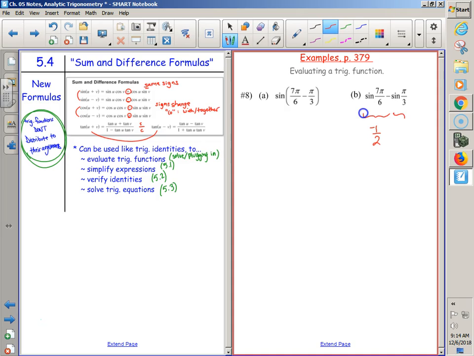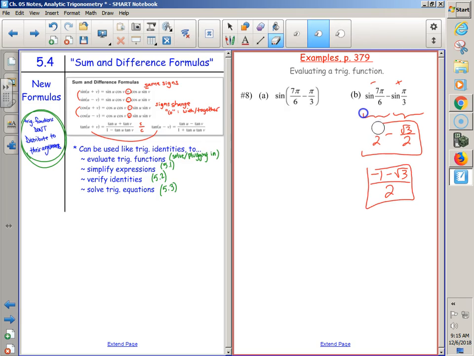How about sine of pi over 3? 1, 2, 3, square root of 3 over 2. And why am I making it a positive? First quadrant. So I need a positive, I need a negative, and there's a minus in between. What? Well, I guess I could have written it negative 1 minus root 3 over 2. That would be a nicer answer.